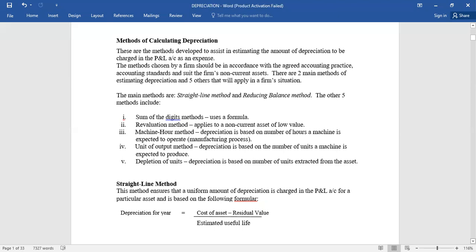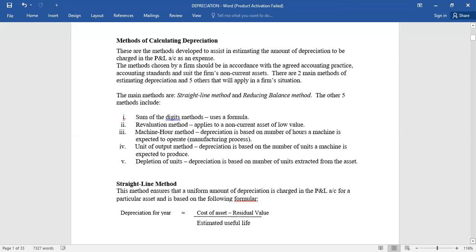Then you have what you call the machine hour method, and this is based on the number of hours that a machine will be expected to operate. Then you have the unit of output method, and this depreciation is based on the number of units a machine is expected to produce. Of course, we expect that there will be some wastages or idle time, but there is a mechanism, and this one will be taken in your cost accounting in the later period.